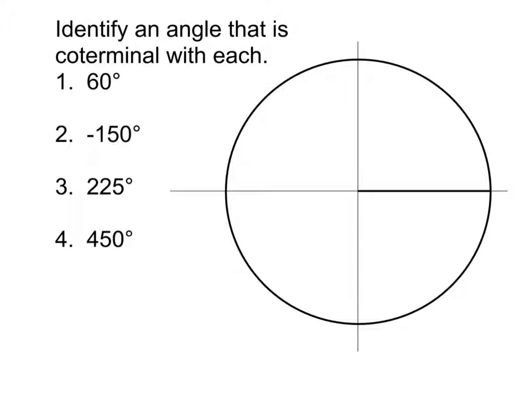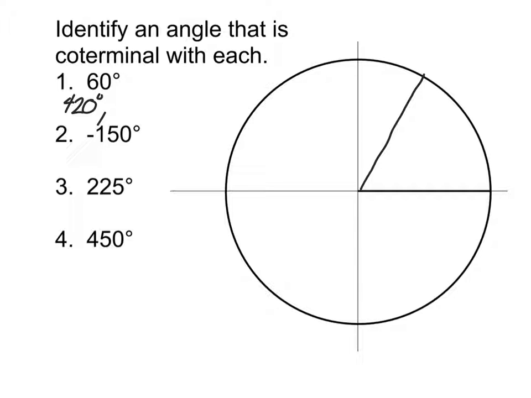And so taking a look at that, we can see for each of these angles what's going to be coterminal with each. For this first one, number 1 is at 60 degrees. So we're looking to see what other angles are coterminal with that angle. Well, one way we could do it is we could go around a full circle. So we could add 360 degrees to that. What is 60 plus 360? That would give us 420 degrees.